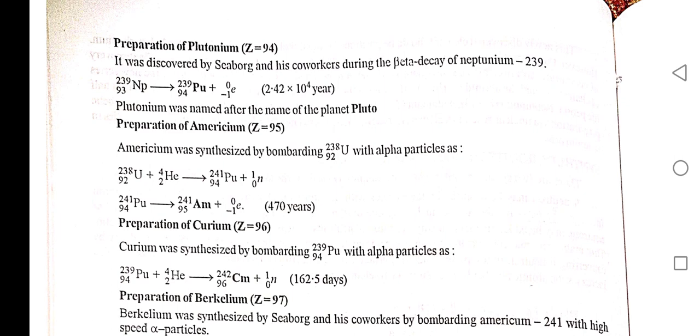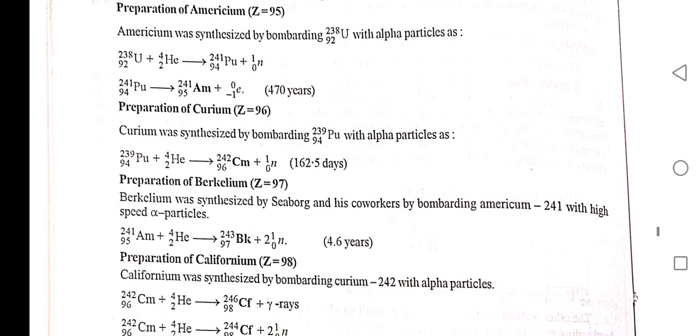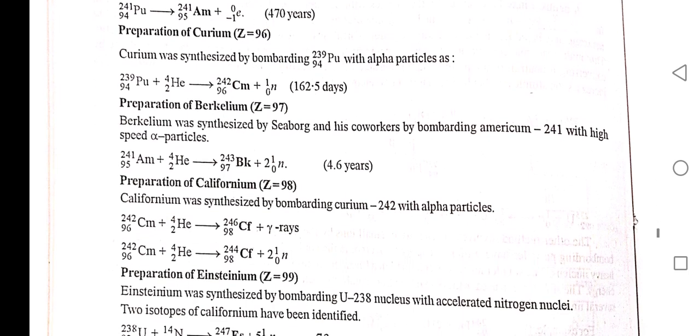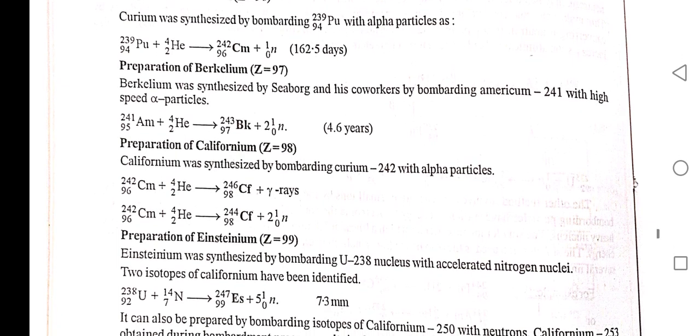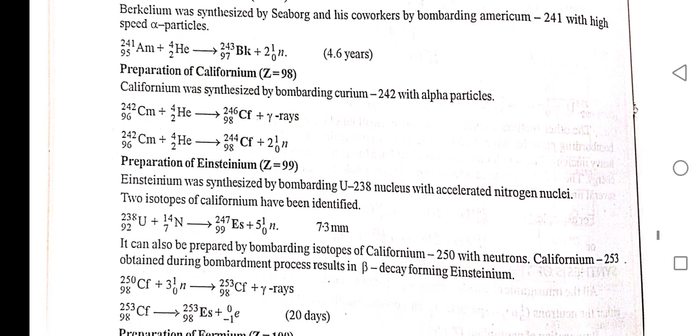Preparation of americium. Americium was synthesized by bombarding uranium-238 with alpha particles. Preparation of curium. Curium was synthesized by bombarding plutonium-239 with alpha particles. Preparation of berkelium. Berkelium was synthesized by Seaborg and his colleagues by bombarding americium-241 with high-speed alpha particles. Preparation of californium. Californium was synthesized by bombarding curium-242 with alpha particles.